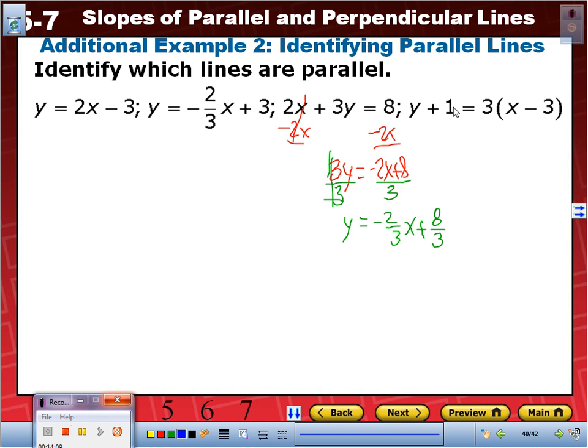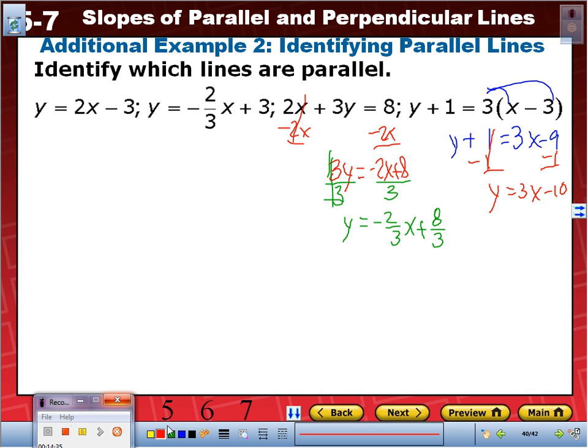Let's look at the last one. Is this last one solved for y? No. We still have some stuff here and some stuff here. So let's distribute this. This one becomes 3x minus 9. Bring down the equal sign, the 1, the plus, and the y. We need to get rid of this 1. So what do we do? Minus 1 on both sides. We're left with y equals 3x minus 10. And now it's solved for y.